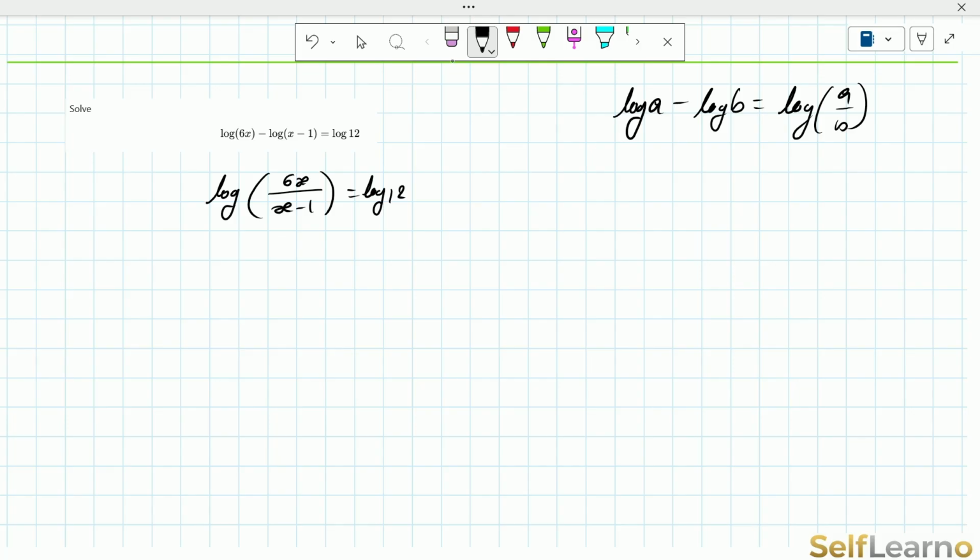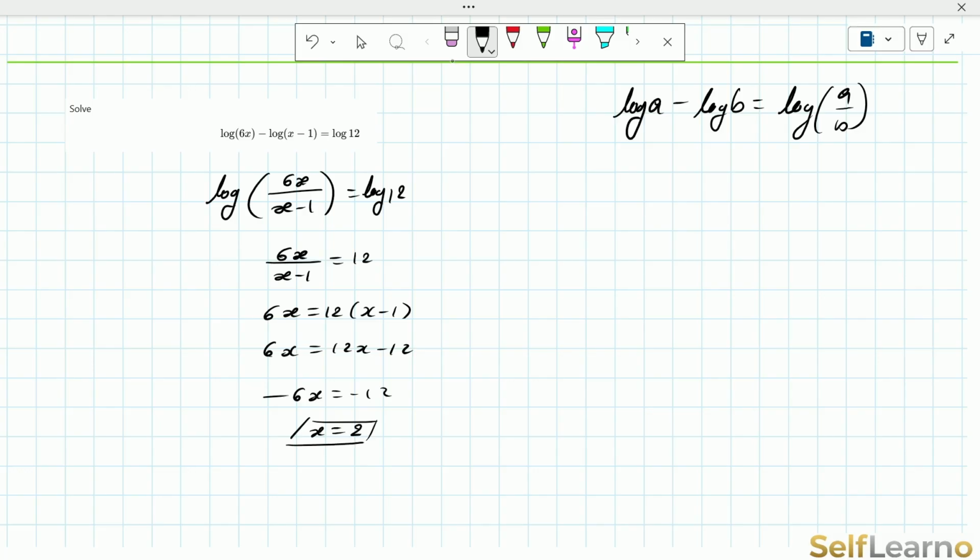So we can compare the arguments over here. By comparison, we get this. Do not say dividing both the sides by log. No, you cannot divide both sides by log. So 6x is equal to 12 times x minus 1. So we get 6x is equal to 12x minus 12. So minus 6x is minus 12. So x is 2.